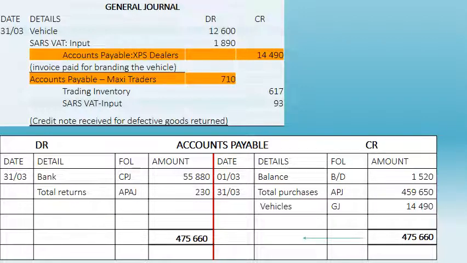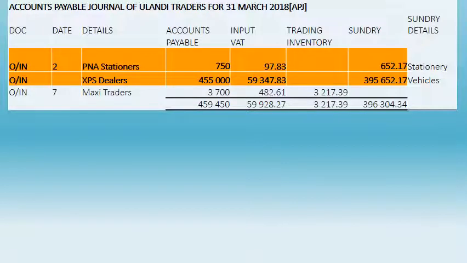We will then balance the debit side by calculating the closing balance, giving us 419,550. This closing balance will be shown on the opposite side as the opening balance for the new month. With this slide, we will start preparing the subsidiary ledgers for creditors.